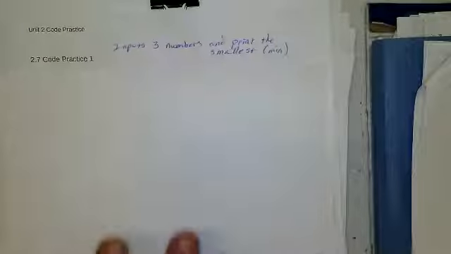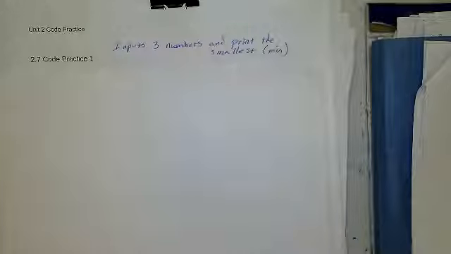All right, so code practice 1 for unit 2, lesson 7. On this code practice, they want you to input 3 numbers. You're going to add 3 input statements, and then you're going to print the smallest, or have the code for the computer to use an algorithm to determine the minimum number of that list.